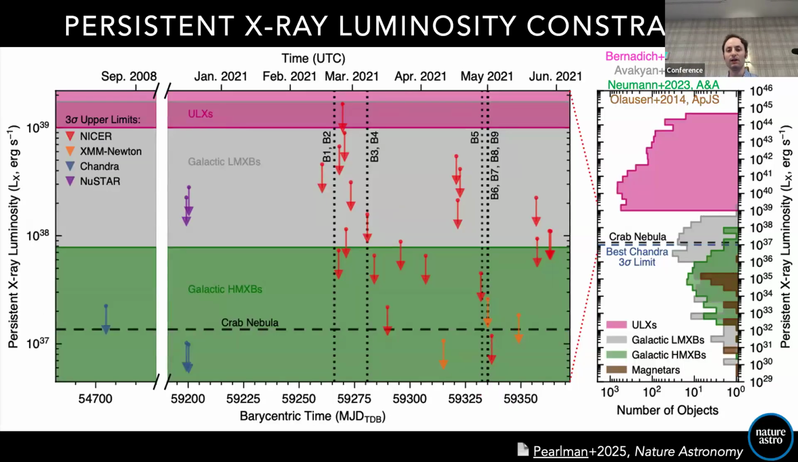We also looked at persistent X-ray emission from the source. So on the right are distributions of different classes of sources, ULXs, LMXBs, HMXBs, and magnetars. And it shows their luminosity. And what we did is we used NICER, XMM, Chandra, and NuSTAR, and we derived persistent X-ray limits at a variety of times across the campaign.